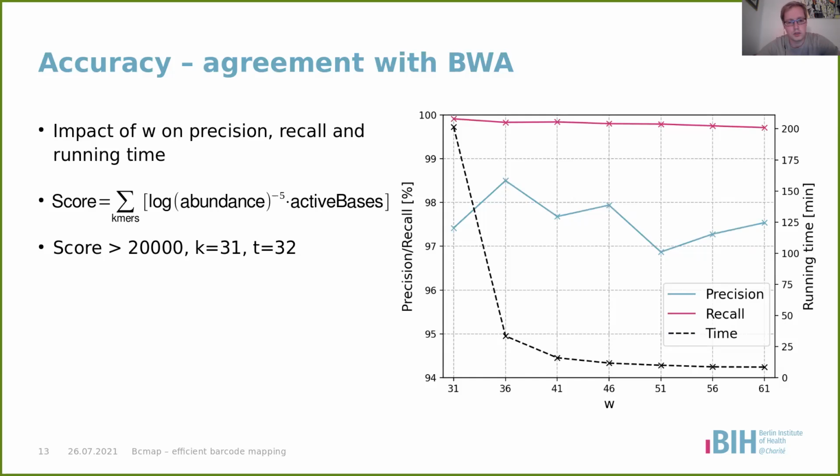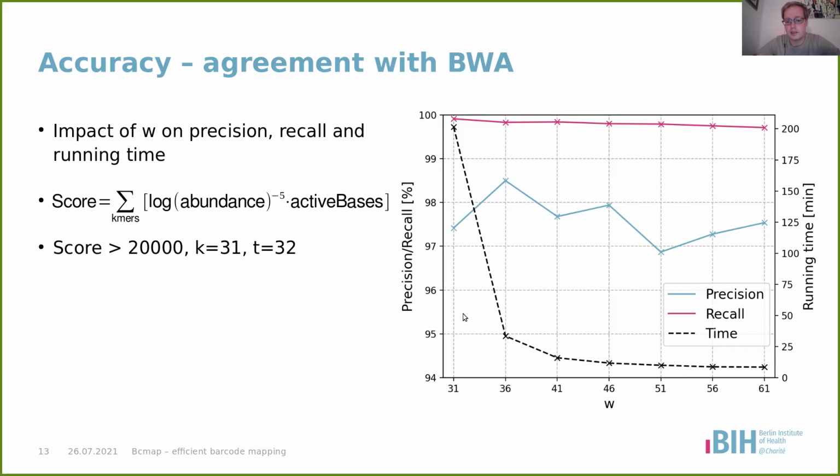And another thing we looked at is the impact of W on precision, recall and running time. And W, if you remember, is the window size for the minimizers. And we performed this for K equals 31. So we see our first point here, W equals 31. The window equals the k-mer size. So this is essentially the case as if we would not use minimizers at all.